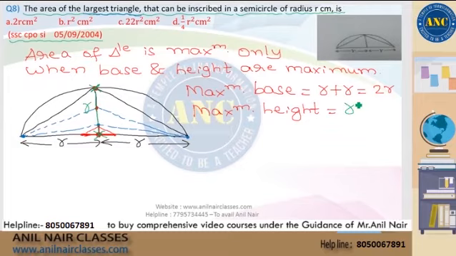Maximum height is the radius. That means the area of the triangle which is inscribed in a semicircle of radius r centimeter is half into maximum base 2r, into maximum height r. The 2 cancels. The area of the largest triangle is r square centimeter, which is nothing but my second option. I hope the idea is very clear for you people, sir.